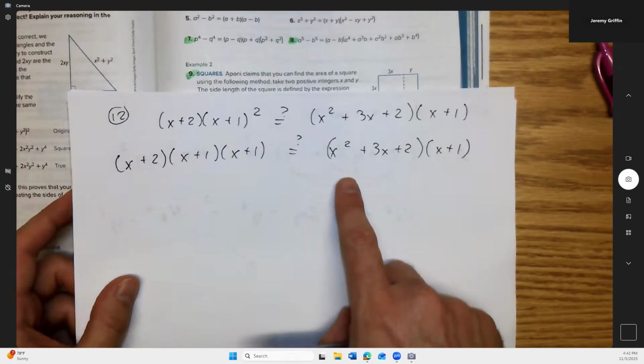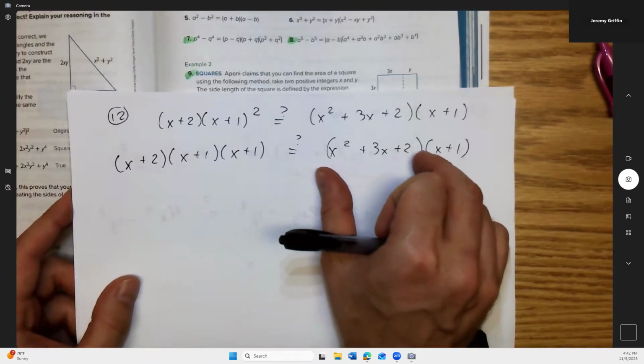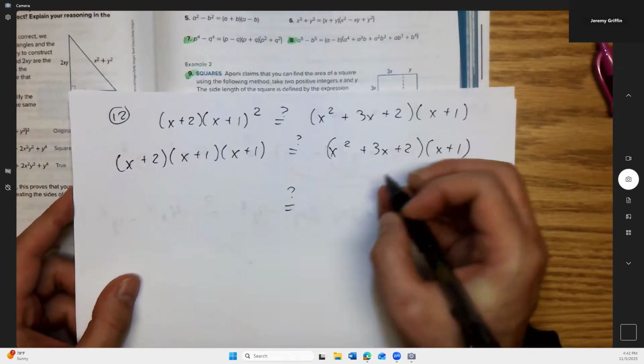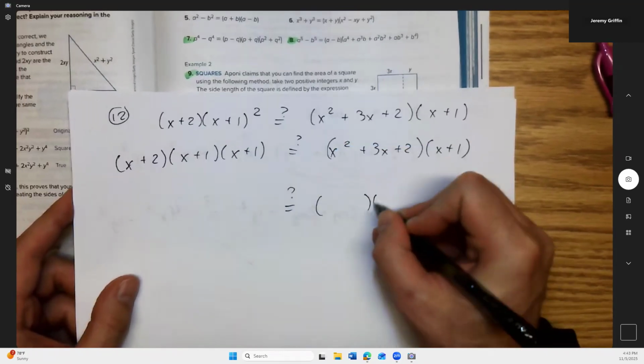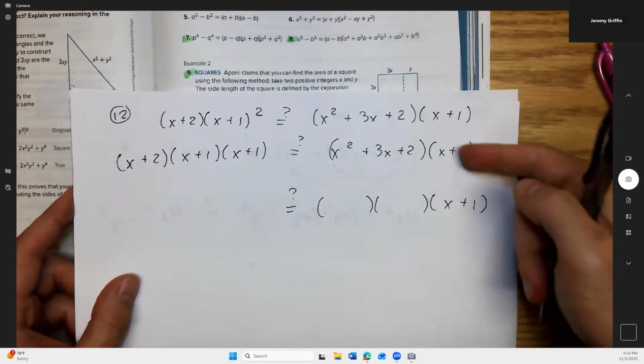And the faster way is I think I can factor this right here. This looks factorable, I think. Okay. So let's see. If I try to factor that, I'll leave the x plus 1 exactly where it is. So that'll just stay locked in place.